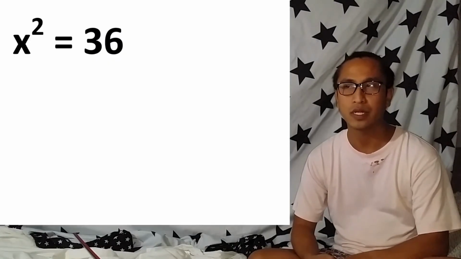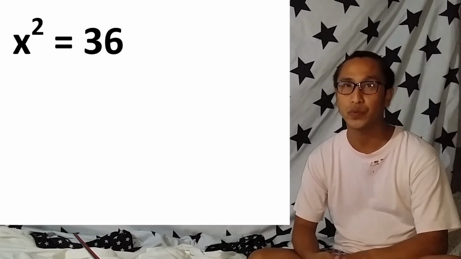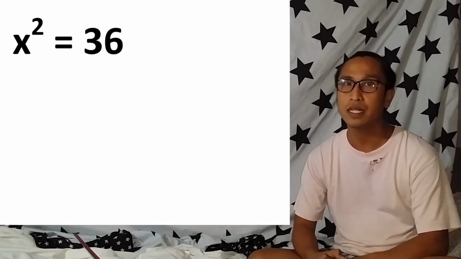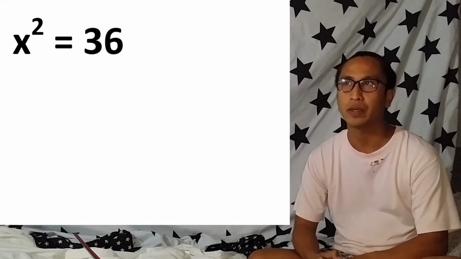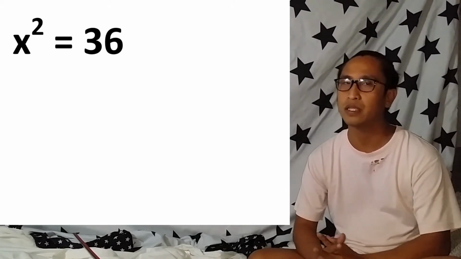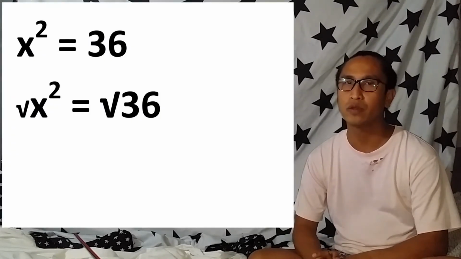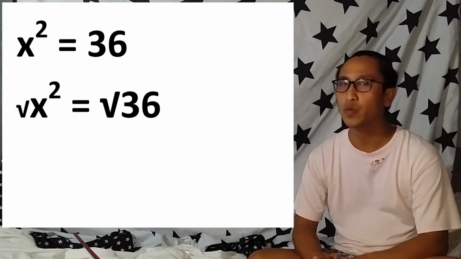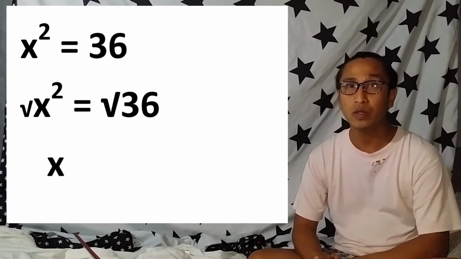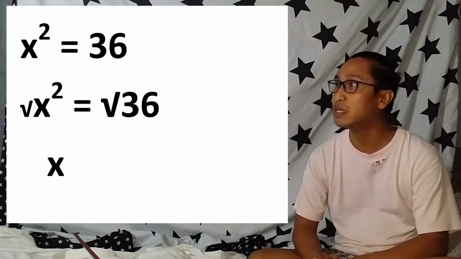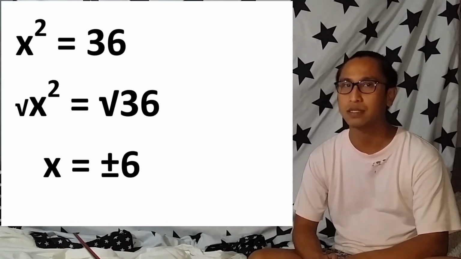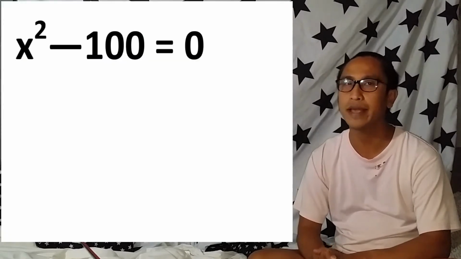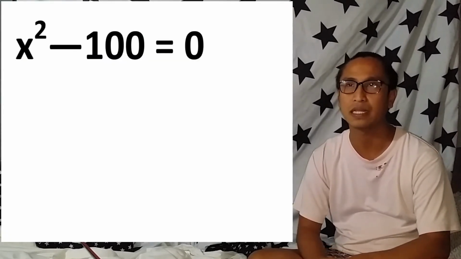Another example, let's say our quadratic equation is x squared is equal to 36. So 36 is again a perfect square and it is already on the other side of the equation. So what you will do is just take the square root of both sides. So the square root of x squared will be x, and the square root of 36 is positive and negative 6.